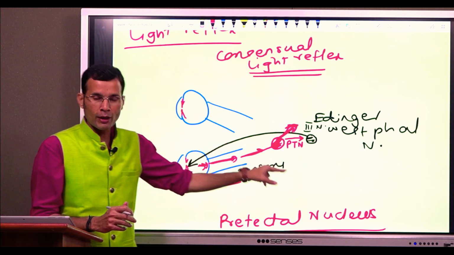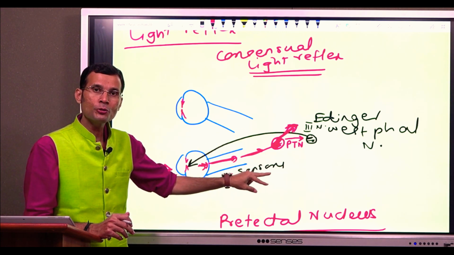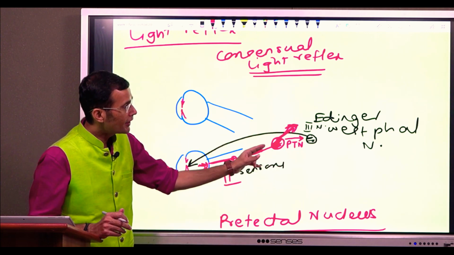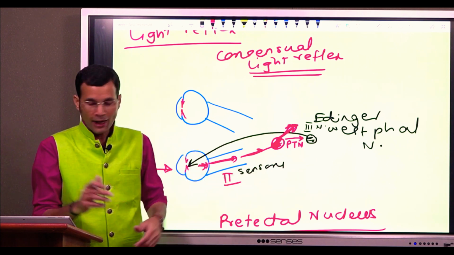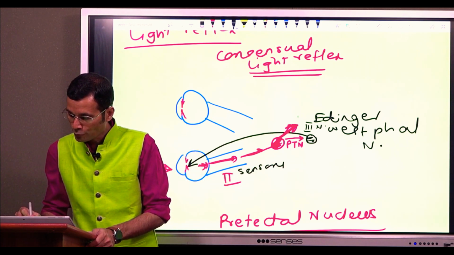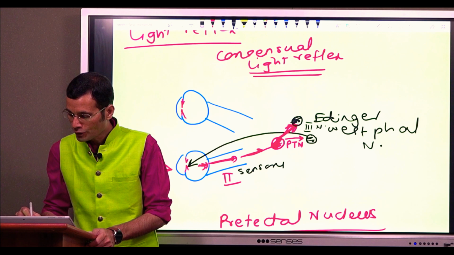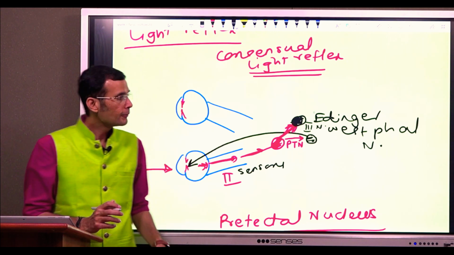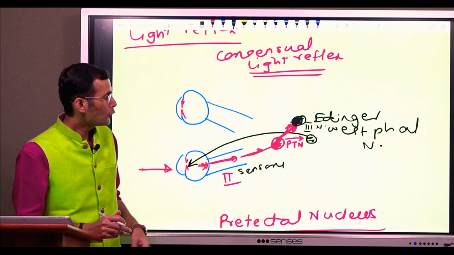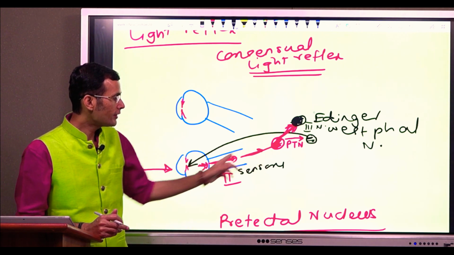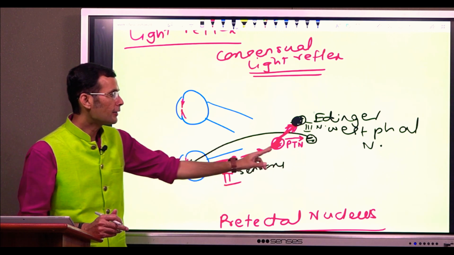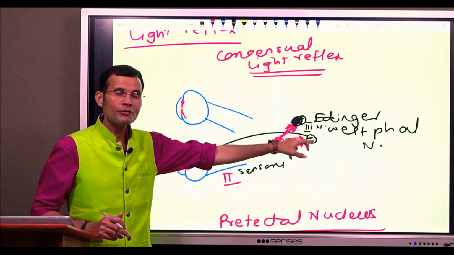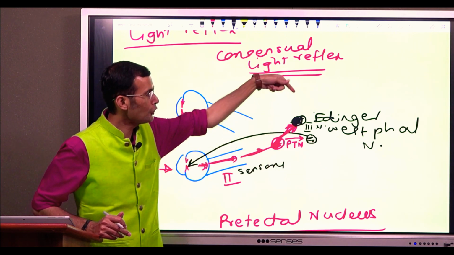The pretectal nucleus of one side is connected to the Edinger-Westphal nucleus on both sides, meaning it is connected with the same side third nerve nucleus as well as the opposite side, the opposite hemisphere. There are two cerebral hemispheres, two eyes, and two oculomotor nerve nuclei, the Edinger-Westphal nucleus, right? So, once the pretectal nucleus receives impulses about the light, it signals to the third nerve nucleus of the same side as well as to the opposite side.